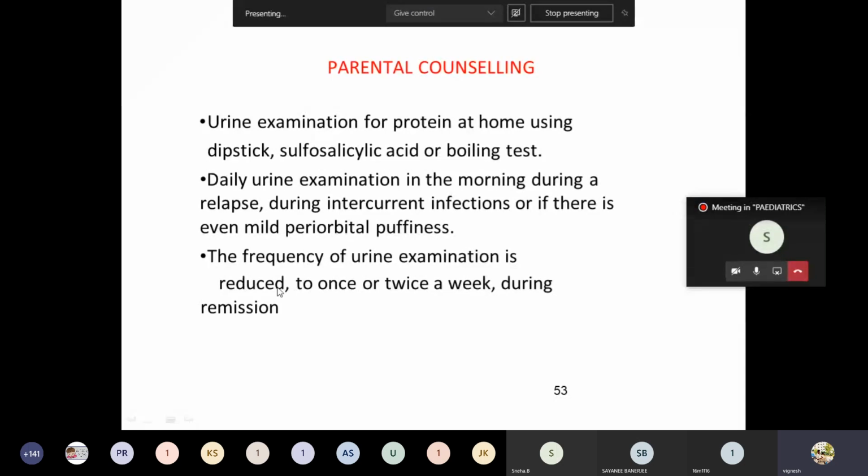Frequent urine examination is reduced gradually. In the beginning we should do it frequently, gradually reduce to twice a week, and during the remission period only. Remission means if the child doesn't have albumin persisting for three times, then it is not required. So next we should do it once a week. In the beginning twice, then go to once a week, then finally you can stop it. So regular checkup is required because you are going to see frequent relapses and steroid dependency.